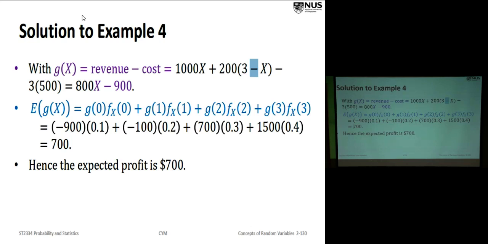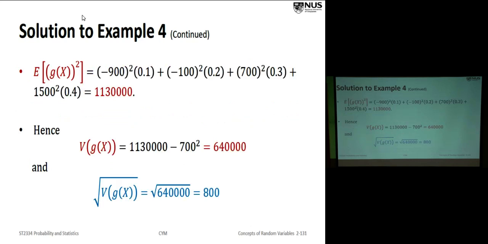But it's important to understand how variable that value is. So to compute the variance, I'm going to compute the second moment of g, and subtract the expectation of g all squared, and that's going to give me the variance of my gain. So the expected value of g squared: when x is 0, I get minus 900, squared, times 0.1. When x is 1, I get minus 100, I square that, and times 0.2. When it's 2, I get 700 squared, and 3 is 1500 squared times 0.4. So that's 1.13 million.